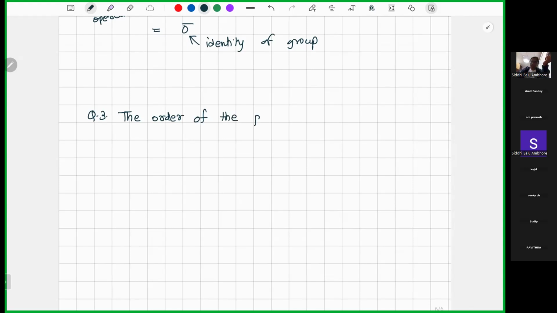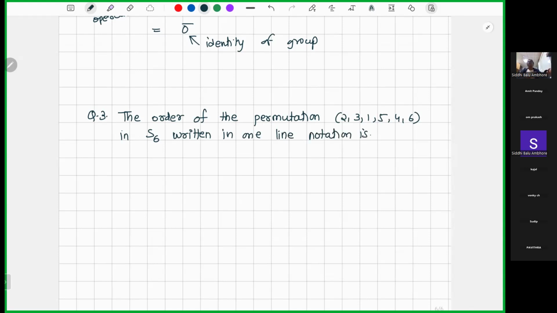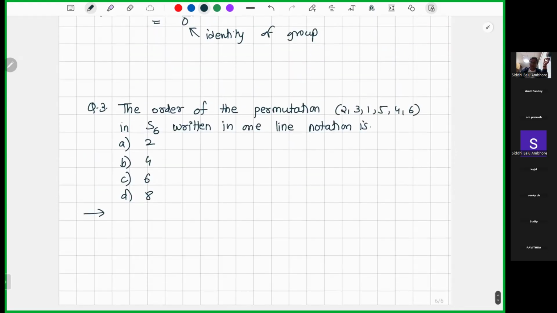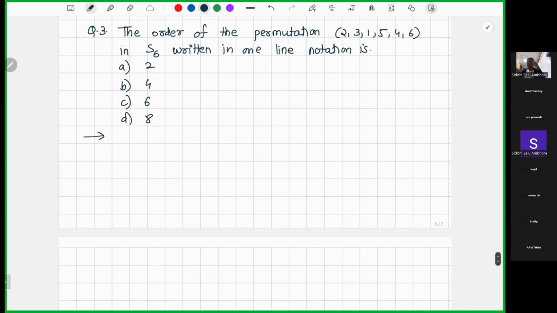The order of the permutation 2, 3, 1, 5, 4, 6 in S6 written in one line notation is. Someone asked in the discussion forum what this one line notation means. I will explain this, okay? So option A is 2, B option is 4, C is 6, and D option is 8. I hope you know what the order of an element in a group is.